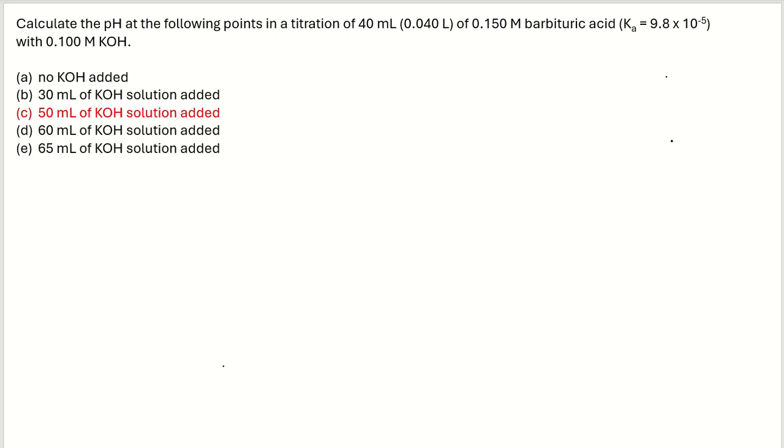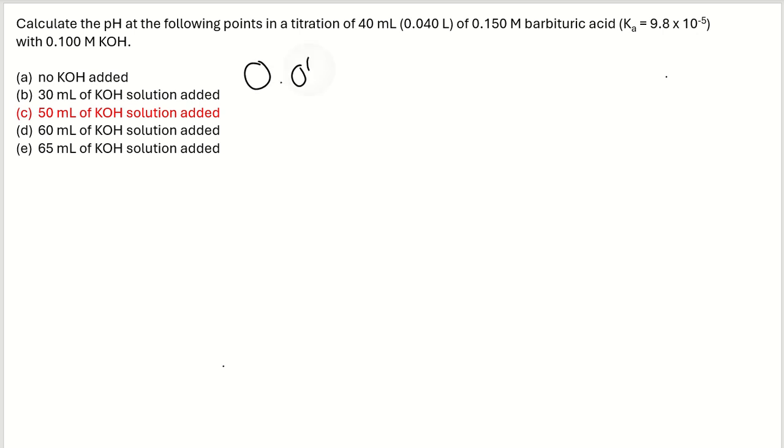So in the previous one, we had a special scenario before we made the equivalence point that was halfway to the equivalence point. At that point, the pH equals pKa. Any other time you are before the equivalence point but after the start, you are going to have to use the Henderson-Hasselbalch equation. And so we do the same thing as we did before.